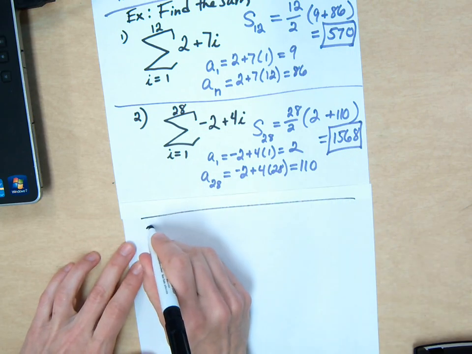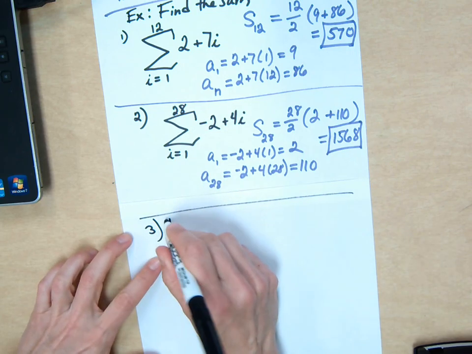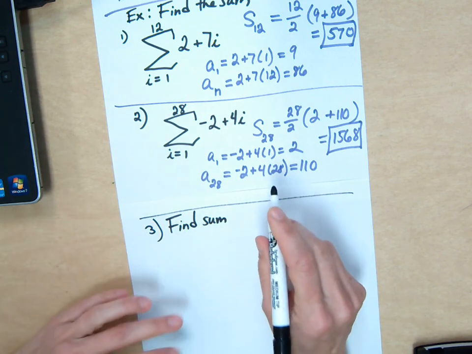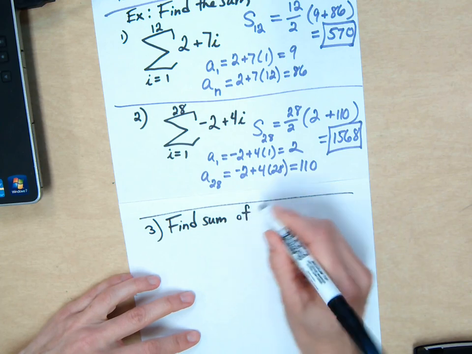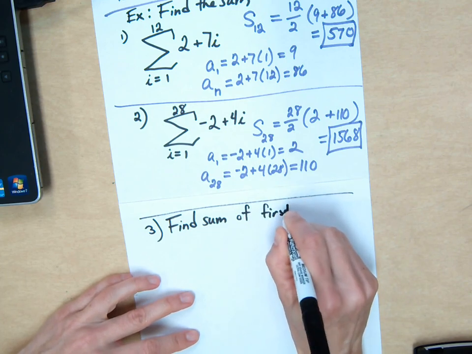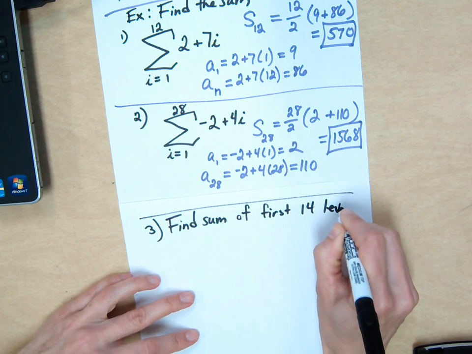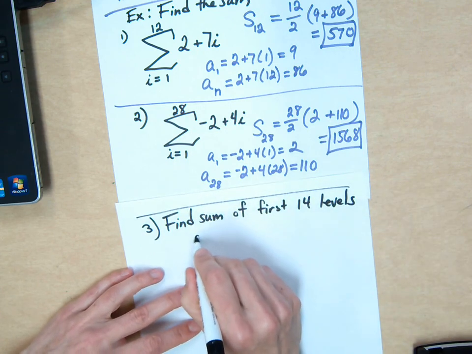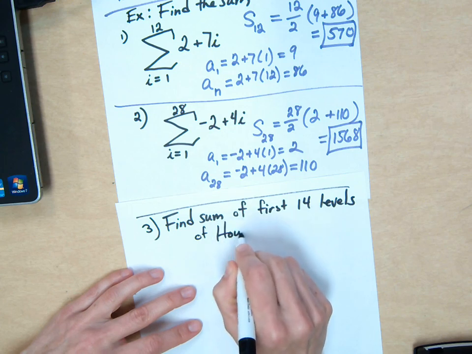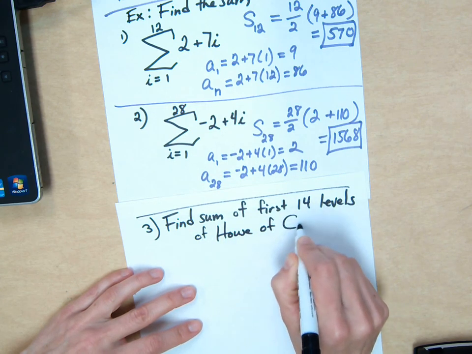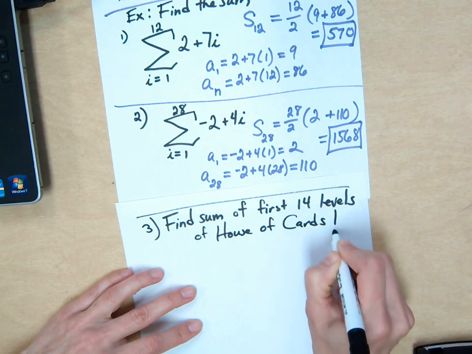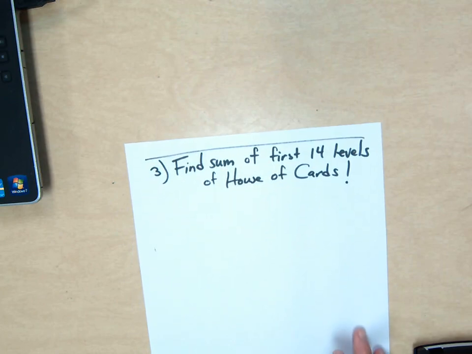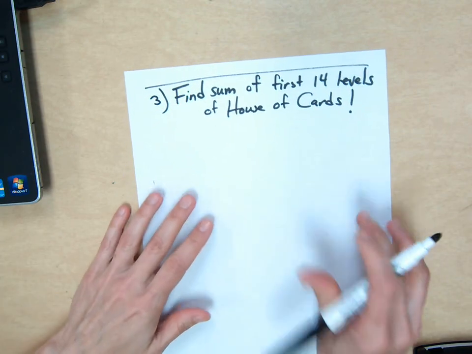So number 3 is find the sum of the first 14 levels of the House of Cards. I'm going to draw you a picture. Yours is going to look better than mine. Sum of the first 14 levels of this House of Cards. I don't know if you've ever seen someone stack cards, but this is what our House of Cards is going to look like. So draw a picture like this.